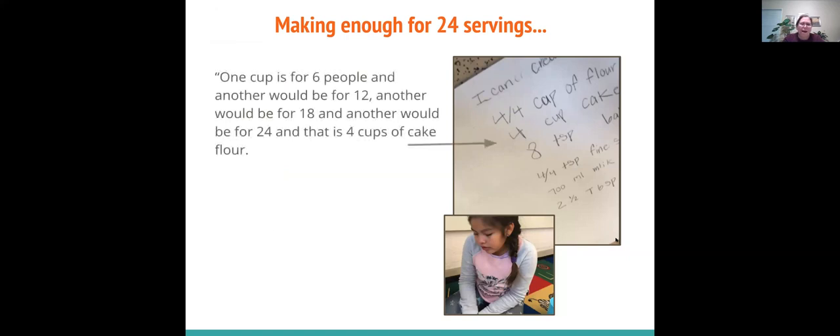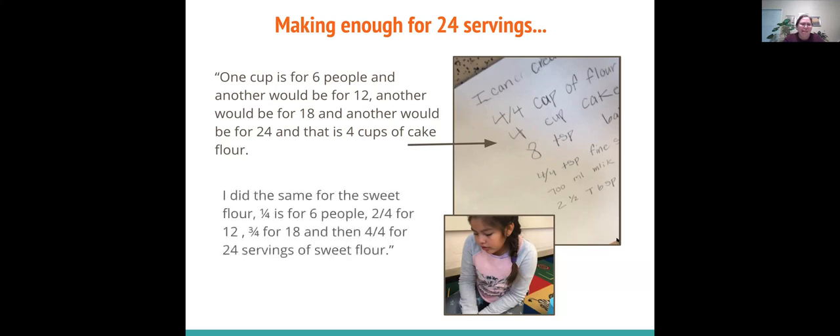Here's a student that did something very similar. She said, I've got 1 cup is for 6 people, and another would be for 12, and another would be for 18, and another would be for 24. Here she's using that multiplication idea and repeated addition, thinking that she's going to need 4 cups of cake flour. She also figured out that for the sweet flour, 1/4 is for 6 people, so 2/4 would be for 12 people. Some great mathematical thinking from our 3rd graders.